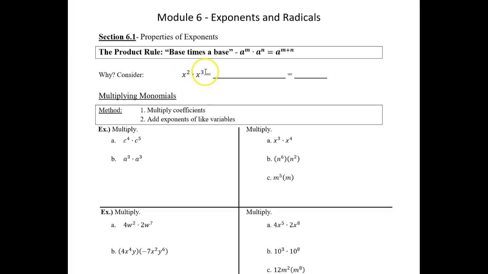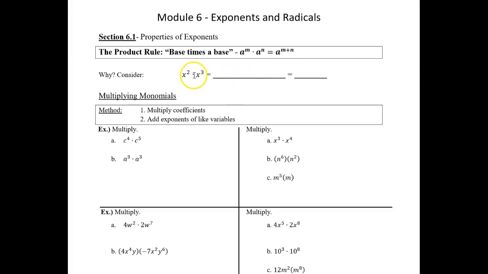So I'm going to call this one a base times a base because you're multiplying two bases that are similar with exponents. The rule says if I'm multiplying these two bases, they have to be the same. It can't be an x and a y, it has to be the same variable. I will add the exponents. And the question is why? So let's go ahead and look at this example.